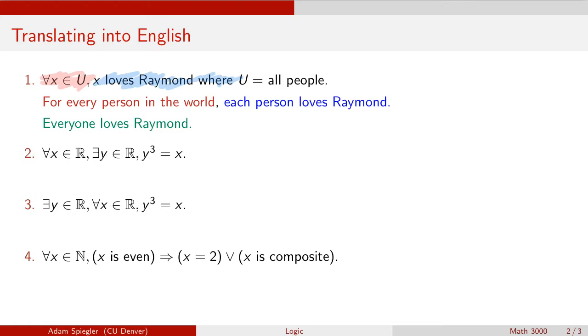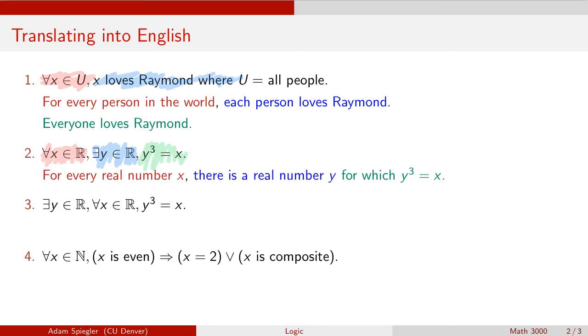Okay, so next up is number 2. Here, let's break this down again into components. We have for all x in R, that's how we would read that in English, there exists y in R so that y cubed is equal to x. Let's see how we could interpret this, again bit by bit. The red part is telling us for every real number x, there exists a real number y such that y cubed is equal to x.